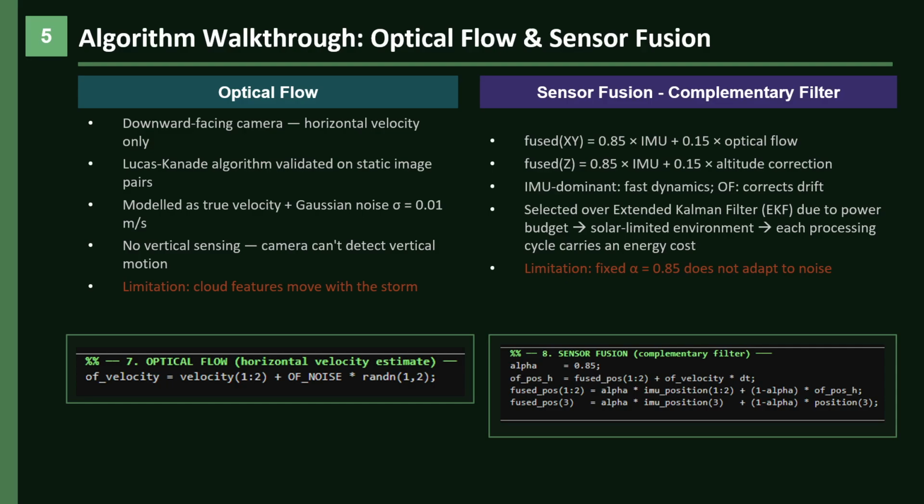Lastly, I have my sensor fusion complementary filter, which essentially fuses the IMU and optical flow at each time step. Looking at the horizontal, the fused position is 0.85 times the IMU plus 0.15 times the optical flow position, and the vertical uses that same 0.85 as the alpha value times the IMU plus 0.15 times the altitude correction.